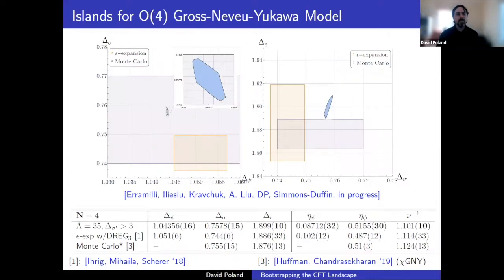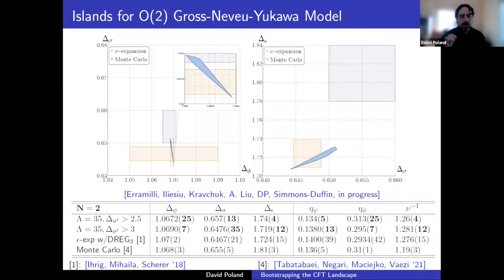Okay, here's what the results look like at N equals 4. Also compared to some quantum Monte Carlo simulations by Huffman and Chandrasekaran, also for the chiral model. You can see that there's pretty nice agreement between the bootstrap island and the Monte Carlo region, and it's also close to the estimates from the epsilon expansion, though delta sigma is again a little bit off. And then here's what it looks like at N equals 2.